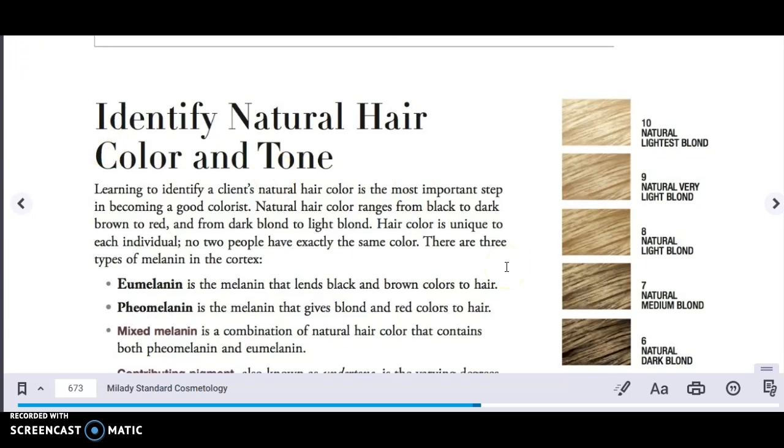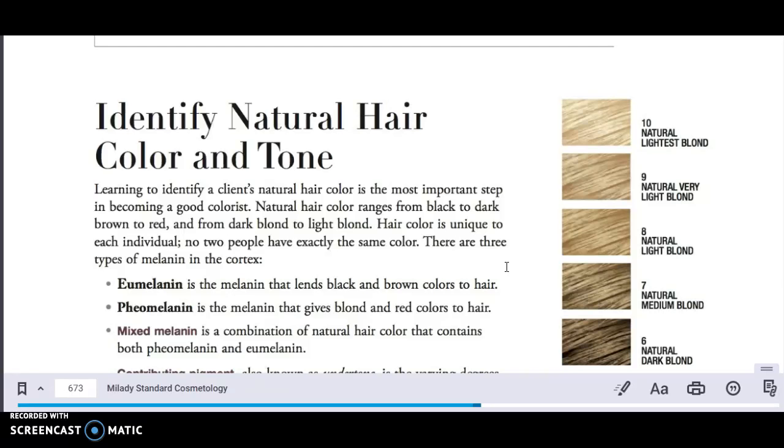Identify natural hair color and tone. Learning to identify a client's natural hair color is the most important step in becoming a good colorist. Natural hair color ranges from black to dark brown to red, and from dark blonde to light blonde. Hair color is unique to each individual. No two people have exactly the same color.